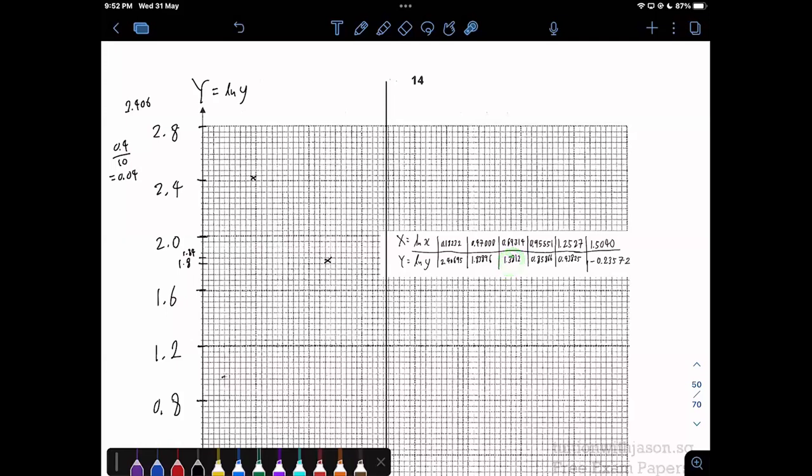So 1.3812. Where's 1.3? 1.2 is here, 1.6 is here, 1.4 is in the middle. So 1.3 must be somewhere in the middle here. Let's see. This one is 1.24, 1.28, 1.32. Where's my point? 1.38. So continue. 1.3 plus 0.04 is 1.36. And the next one will be 1.40 over there. So 1.38 must be between 1.36 and 1.40, right?